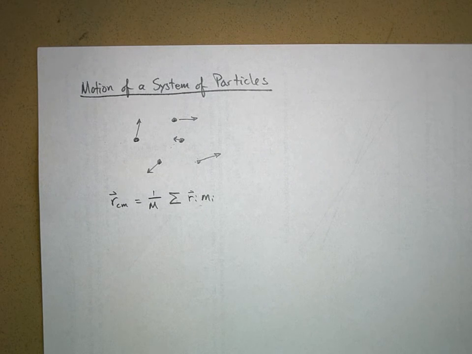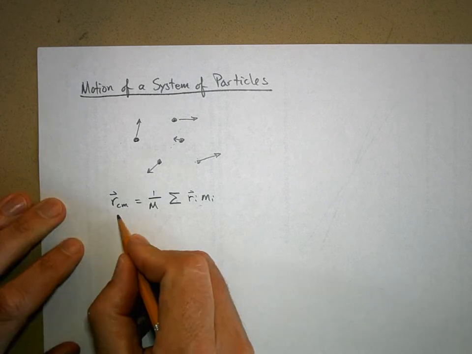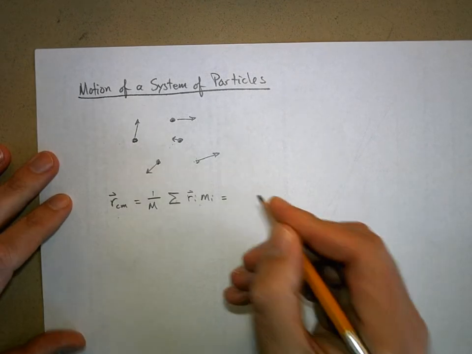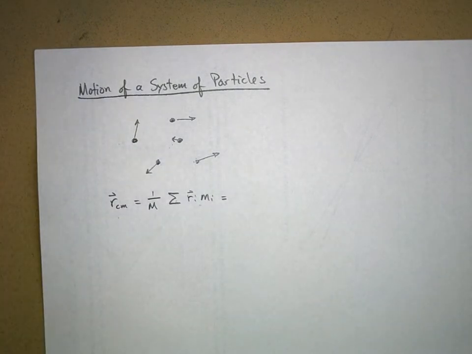Well, if this represents the position of the center of mass, then what can I do to find the velocity of the center of mass? What do I do to position to find the velocity? Like derive it? I take the derivative, the time derivative of it.